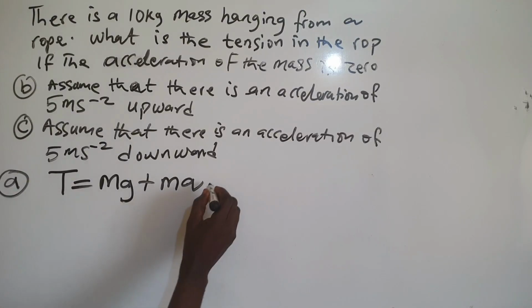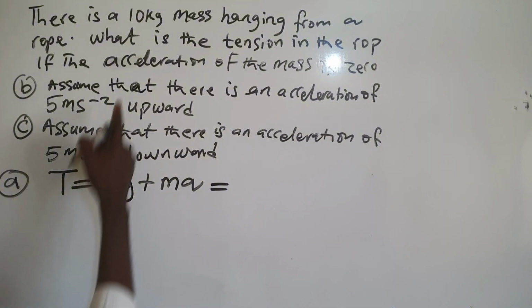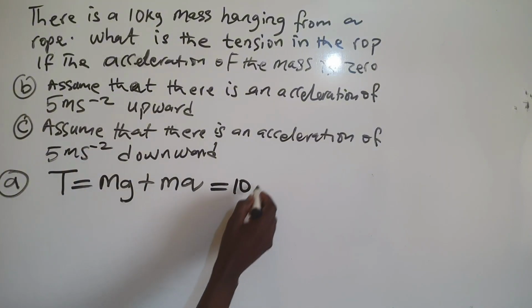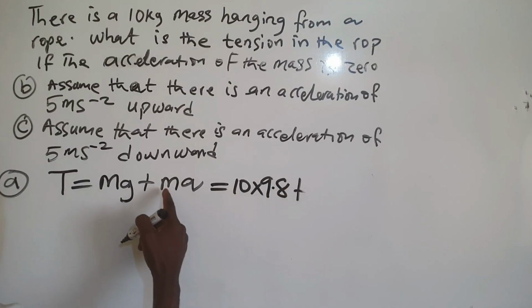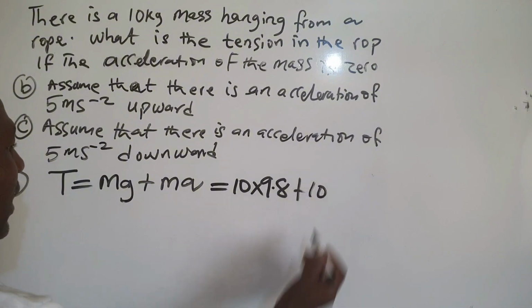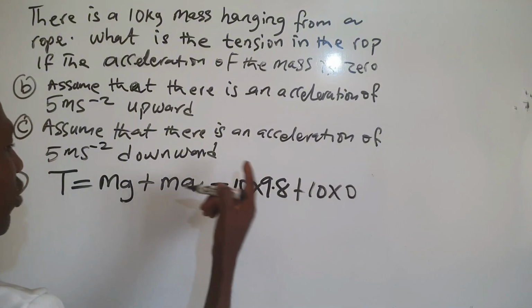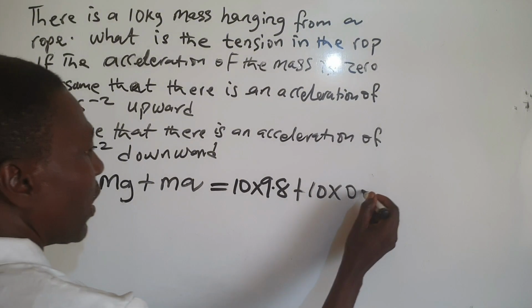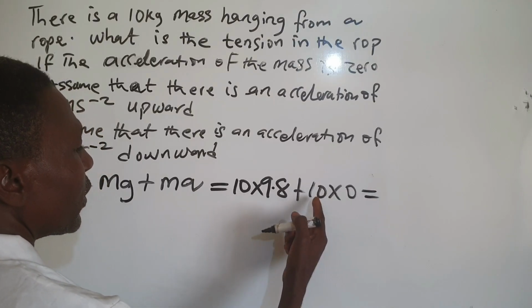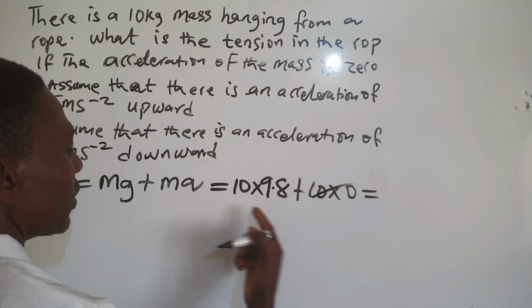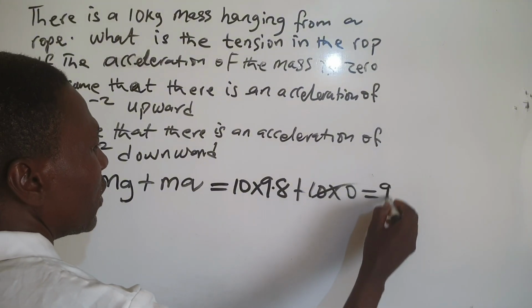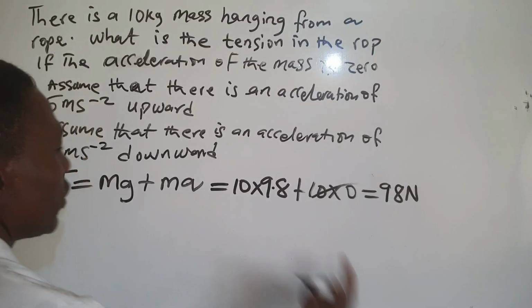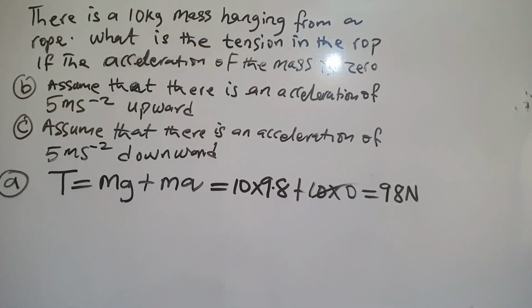Now let's calculate it. It will now be equal to m from the question, which is 10, our mass, times acceleration due to gravity, which is 9.8, plus m, which is still the same mass, 10, times 0, because the acceleration of the object is 0 since it's not moving. We now have 10 times 0 is 0, is gone. Then what we have now is 10 times 9.8, which will give us 98 Newton. The unit of tension is Newton. So this is the answer, okay?